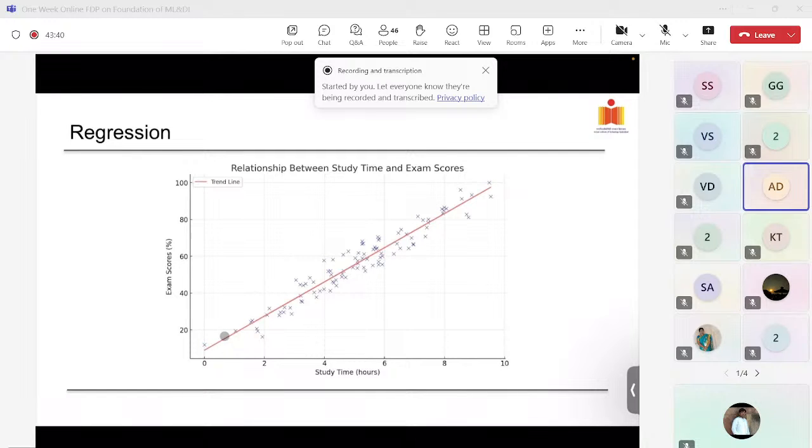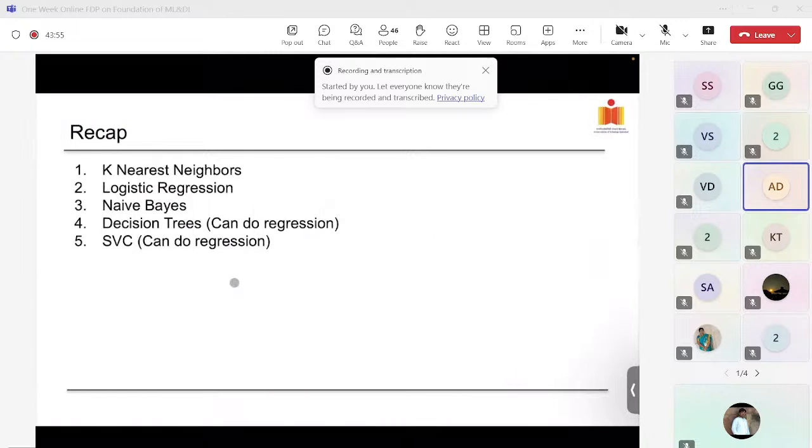If I study for just 1 hour, what score can I expect? Such types of relationships can be learned with the help of linear regression. Of course, this is very simple. Don't take this as a correct representation of study time and exam scores. Okay, so let's recap the algorithms we saw.